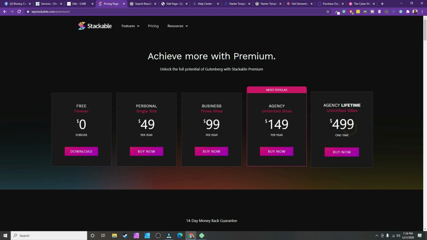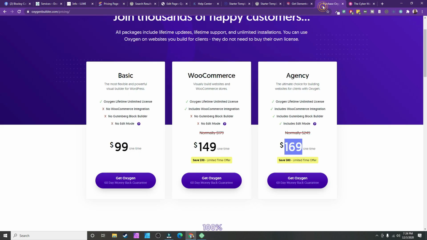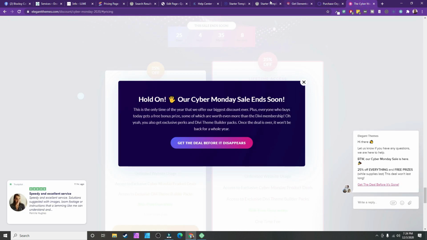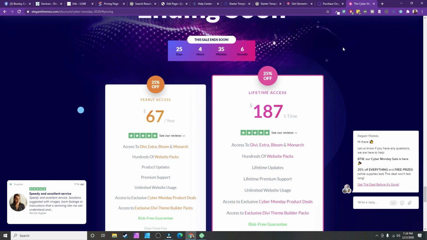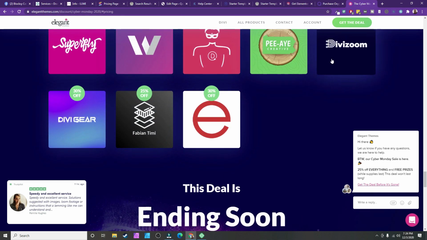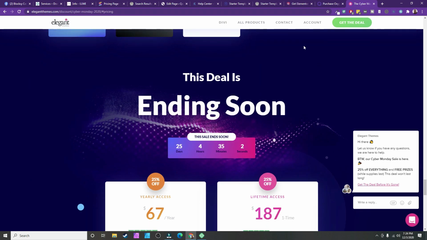Even though it's $500, it's unlimited. You could use it as many times as you want. You get updates for life. I know it creates a headache for the developers, and a lot of people say that it doesn't work. Tell that to Oxygen, tell that to Divi, tell that to Brizy, tell that to other people who have had a lifetime license and they do nothing but continue to grow.